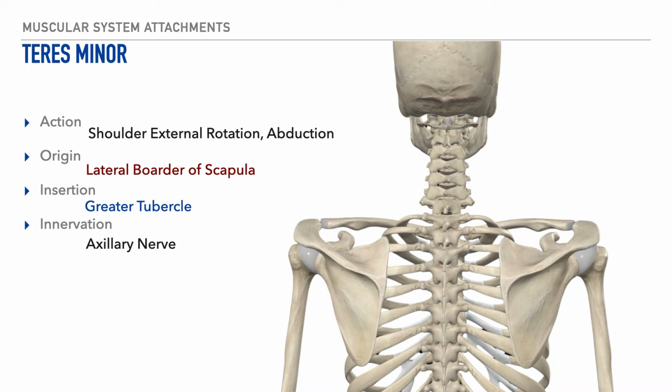The next muscle of the rotator cuff that we'll discuss is the Teres Minor. Its actions include external rotation and abduction of the shoulder. It originates on the lateral border of the scapula, and we'll show that origin point here. Its insertion is on the greater tubercle, and we'll show that insertion point here. It's helpful to note too that this muscle lies deep to the infraspinatus muscle that we've just discussed. And the innervation of the Teres Minor is the axillary nerve.